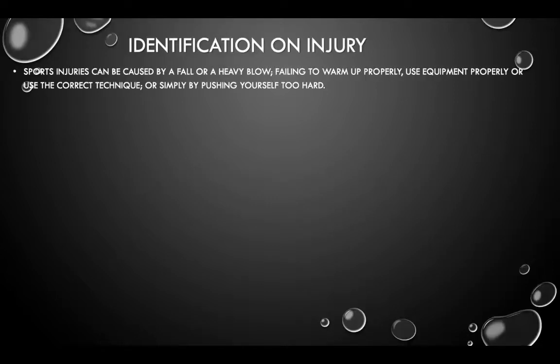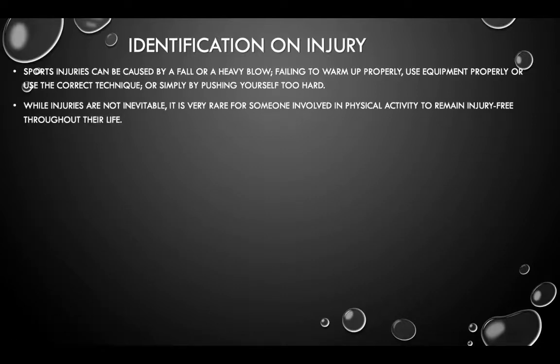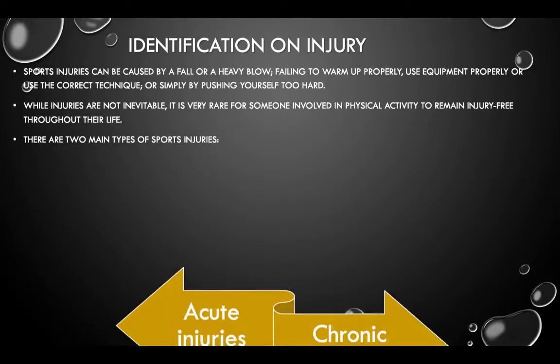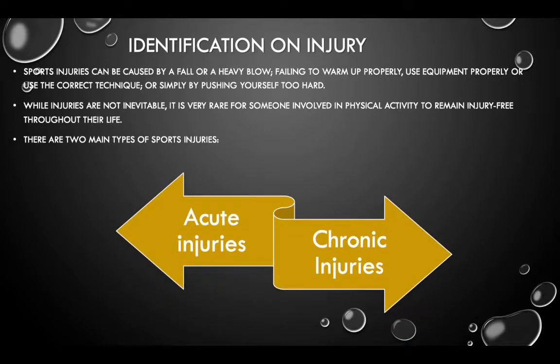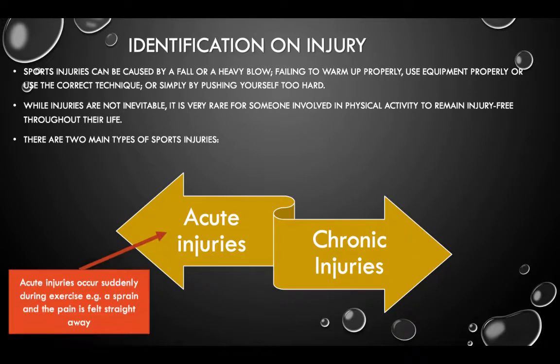Sports injuries can be caused by a fall, a heavy blow, failing to warm up properly, using incorrect technique, or simply by pushing yourself too hard. While injuries are not inevitable, it is very rare for someone involved in physical activity to remain injury-free throughout their life. There are two main types of sports injuries: acute and chronic injuries.